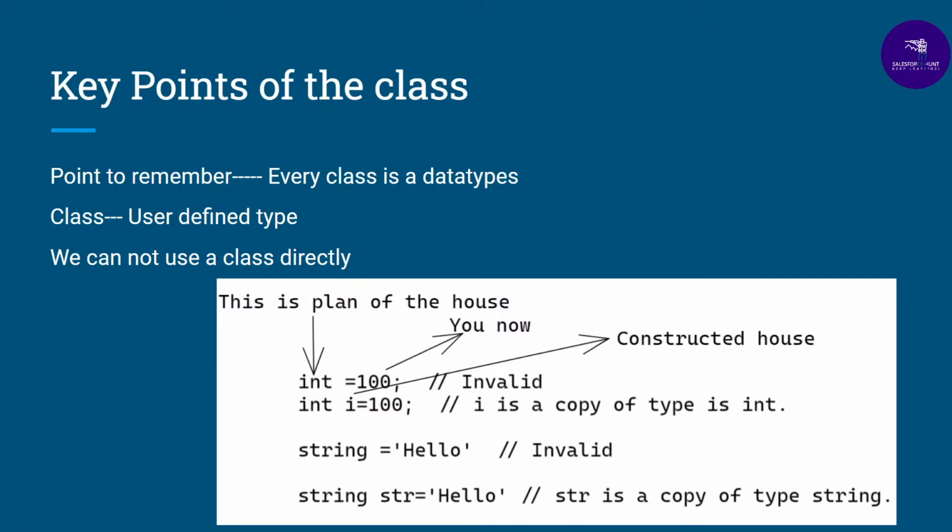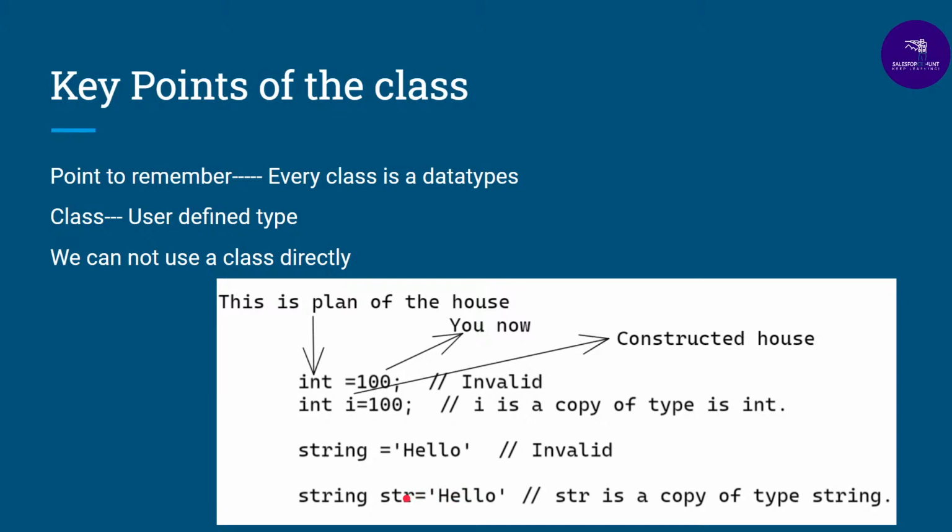So that is the one thing. Same thing you can apply for a string, let's say string hello. So this is an invalid statement, right? And we have another thing: string str equal to hello, and str is a copy of type string, you can see here, right? So you can store this hello word into the str variable.